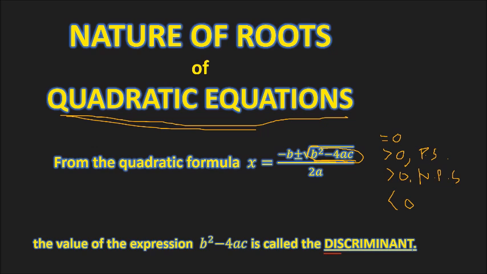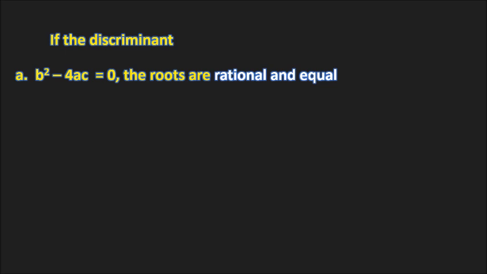So it is called the discriminant. b squared minus 4ac is called the discriminant. And here are the nature of roots of our quadratic equation based on the result of our discriminant b squared minus 4ac. Kung ang b squared minus 4ac na nasolve mo ay equal sa 0, then ang nature ng roots na masosolve sa quadratic equation ay rational and equal.